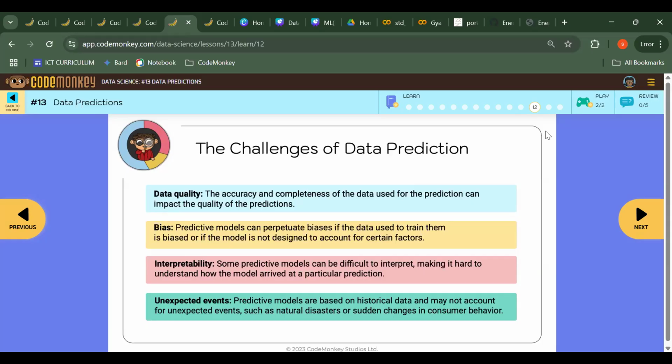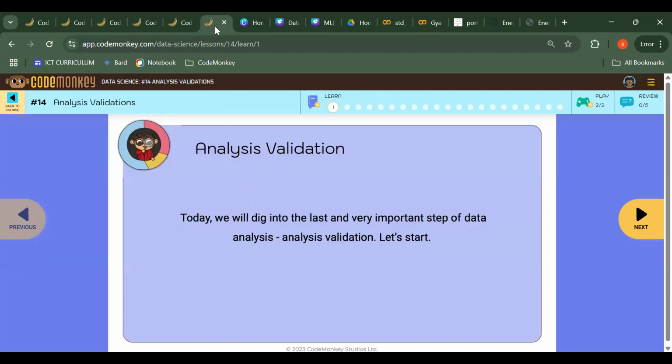That's why data cleaning is really important. So let's go to the next lesson.